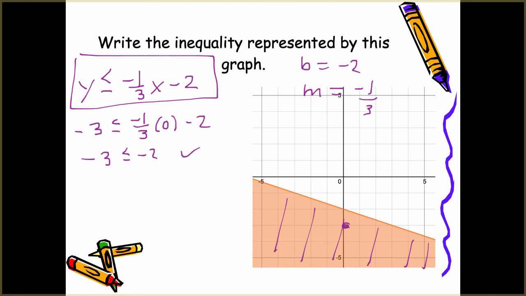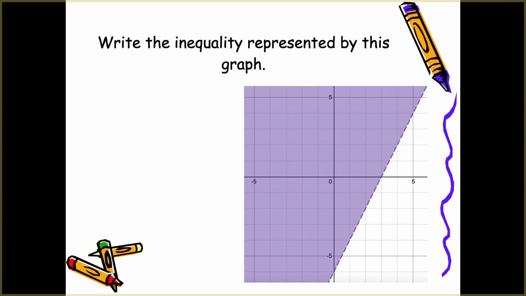But you can do a quick check to see if you wrote the inequality symbol correctly by putting in a point in the shaded region and making sure your inequality is true for that point. So here we have write the inequality represented by this graph. I would like you guys to try this by yourselves first and then see if you get the same thing I get. So here we have m, our slope, and our intercept.